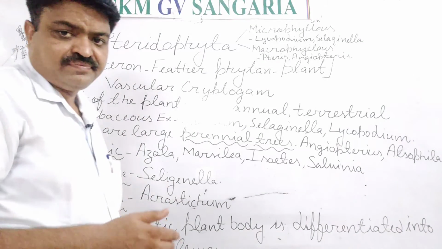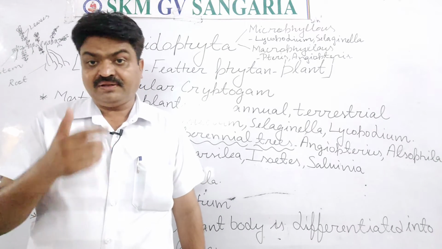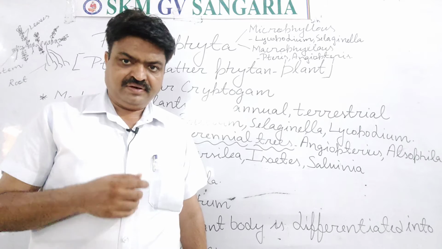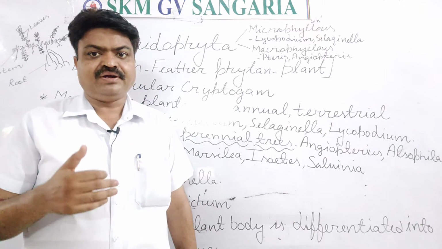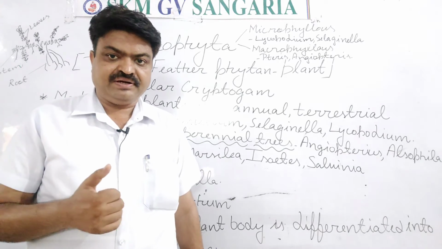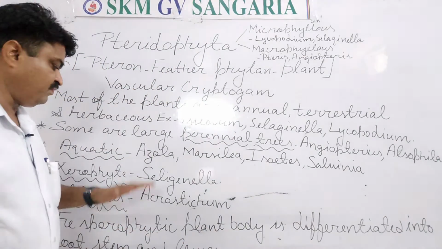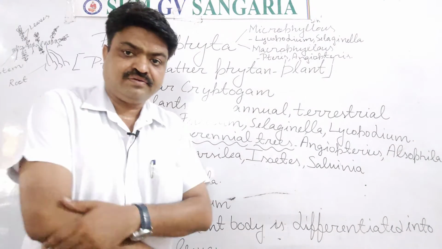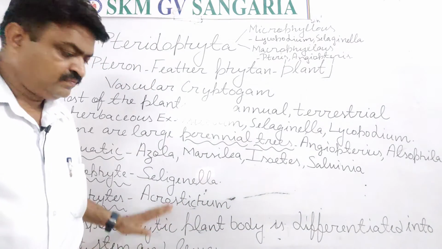And next is halophytes. Halophytes are the plants that are found in extreme habitats, like high temperature habitats or marine habitats. So they are known as halophytes. And an example of halophytes is Acrosticum. Acrosticum is the example of halophytes.